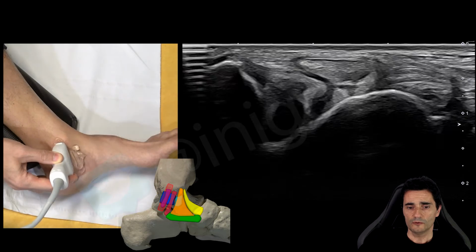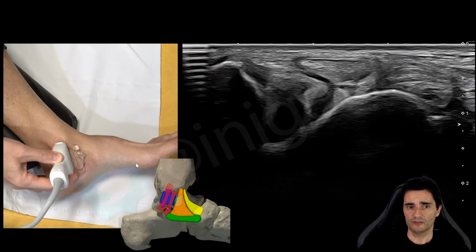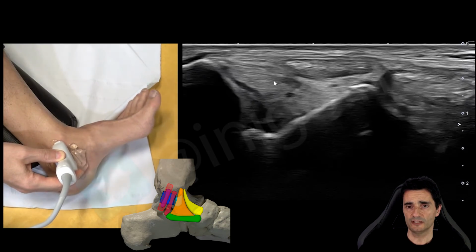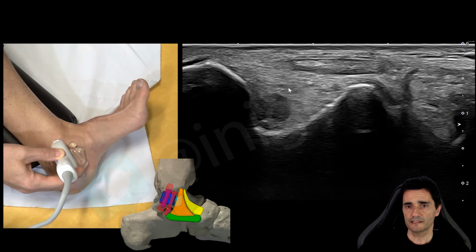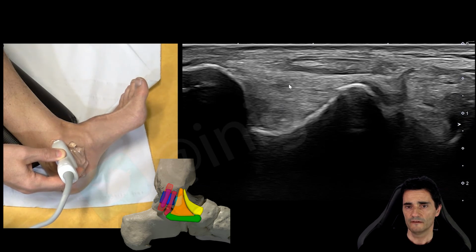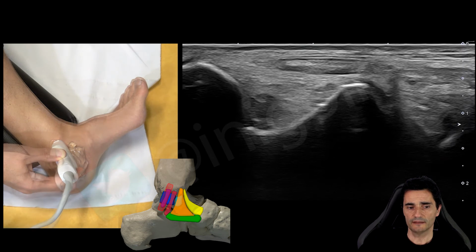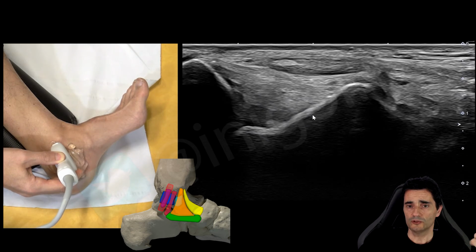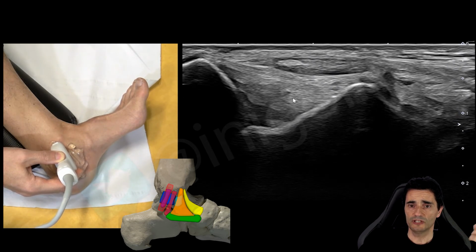If we want a good view of the posterior tibiotalar ligament, we ask the patient to dorsiflex the ankle, and we obtain a tense ligament with this fibrillar pattern here. Very, very good image. And again, we can notice these 2 components, the superficial posterior tibiotalar ligament and the deep posterior tibiotalar ligament here.